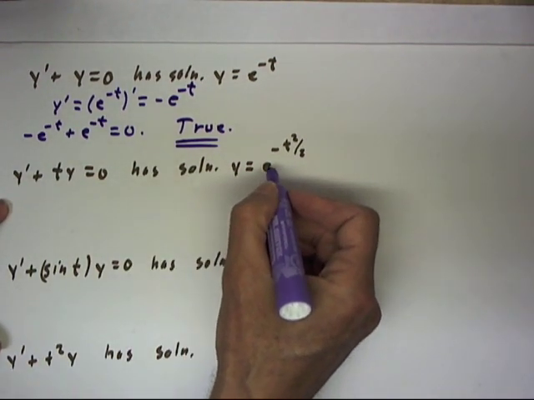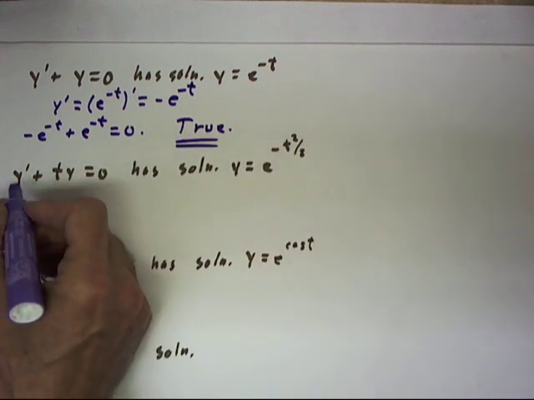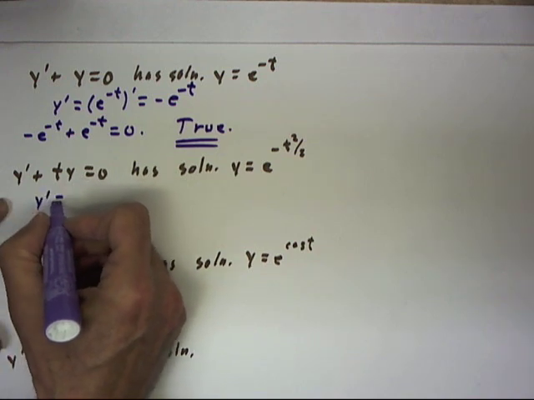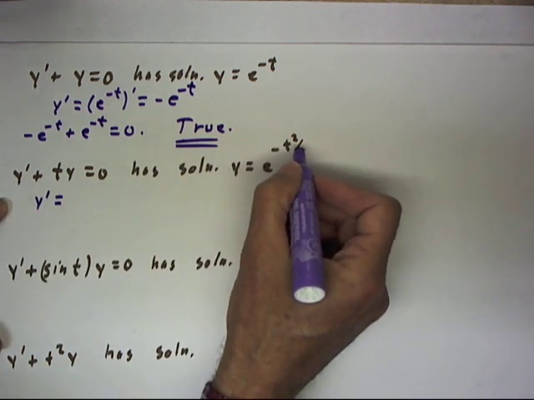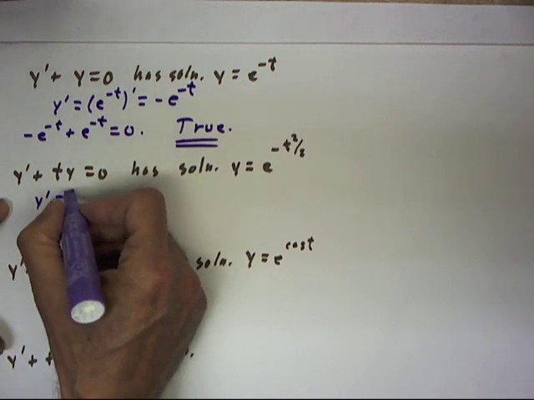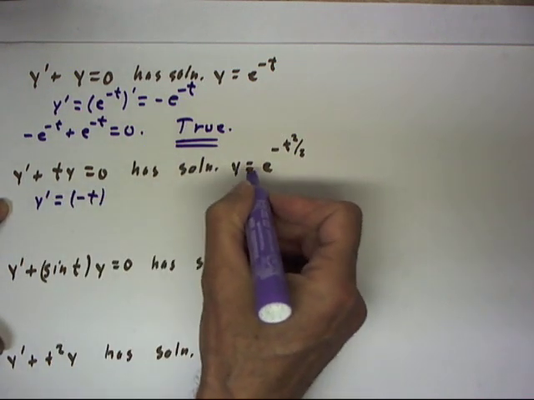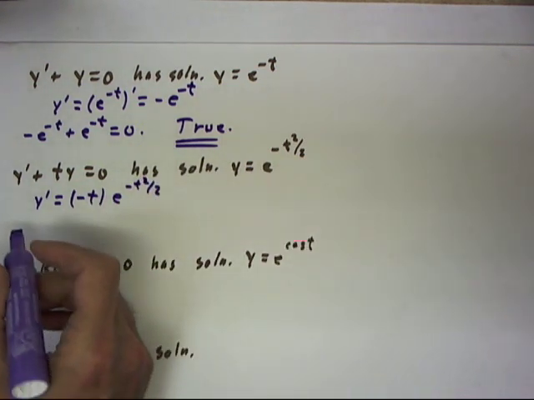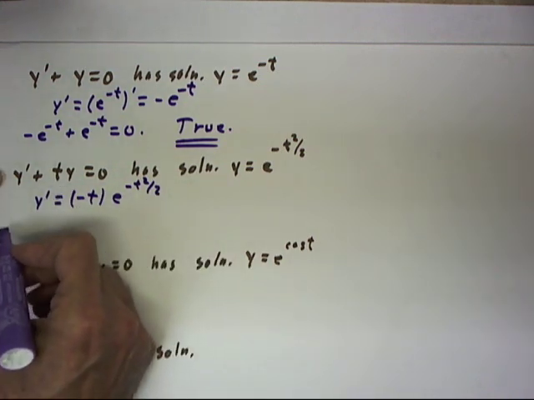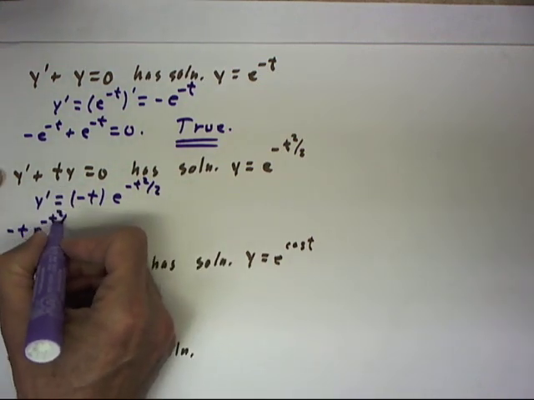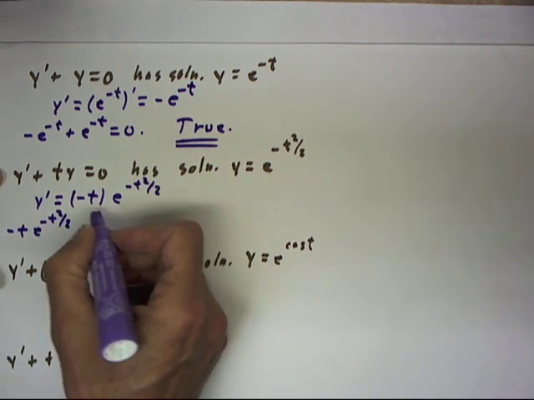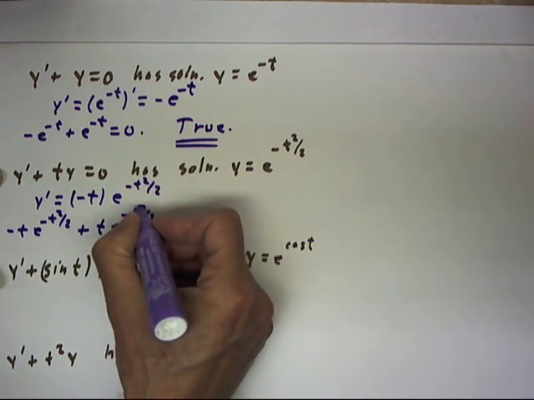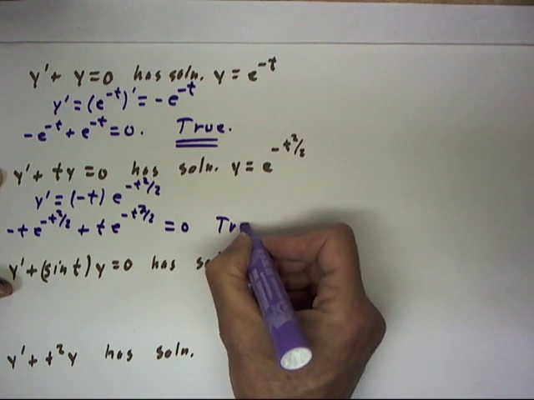Let's try this one. Now y is going to be e to the negative t squared over 2, and we have y prime plus t y equals 0. So let's see, y prime is, by the chain rule, the derivative of negative t squared over 2, which is negative t, times our basic function, e to the negative t squared over 2. So when we substitute, we get negative t e to the negative t squared over 2, plus t times the y function, which is e to the negative t squared over 2, equals 0. And this is true.